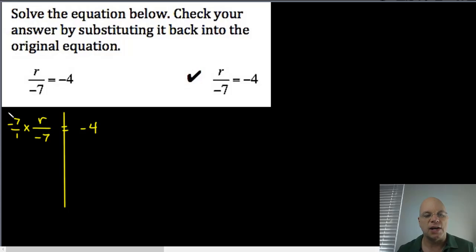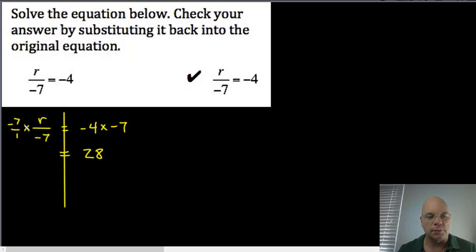But if I multiply the left side by negative 7, I need to multiply the right side by negative 7. That's the property of equality. You can do anything to one side of the equation as long as I do the same thing to the other side. Negative 4 multiplied by negative 7 is positive 28 because a negative multiplied by a negative is positive.